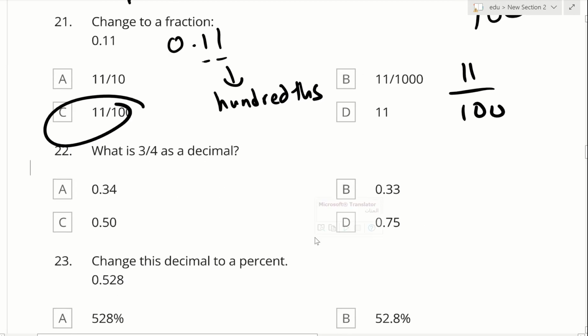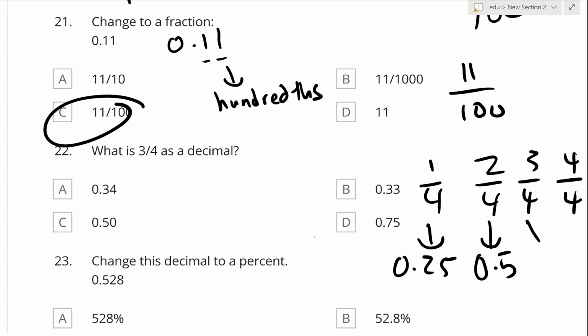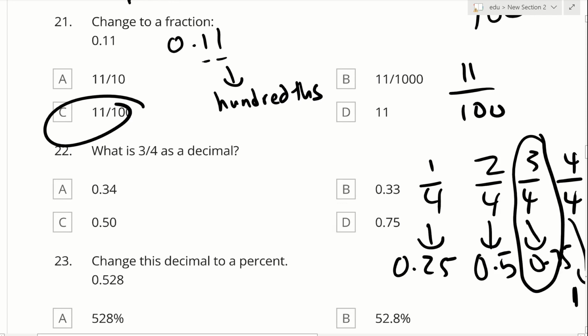What is 3/4 as a decimal? You should already have this memorized. A quarter is 0.25. This is a half, 0.75, and this is a whole. So my answer is 0.75.